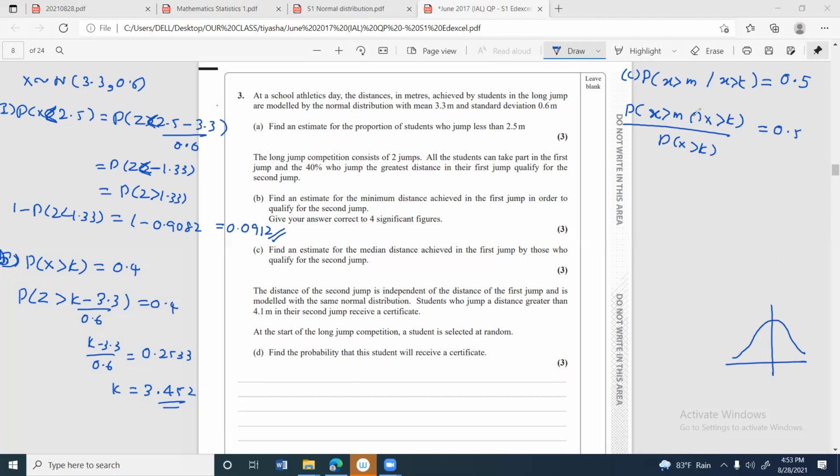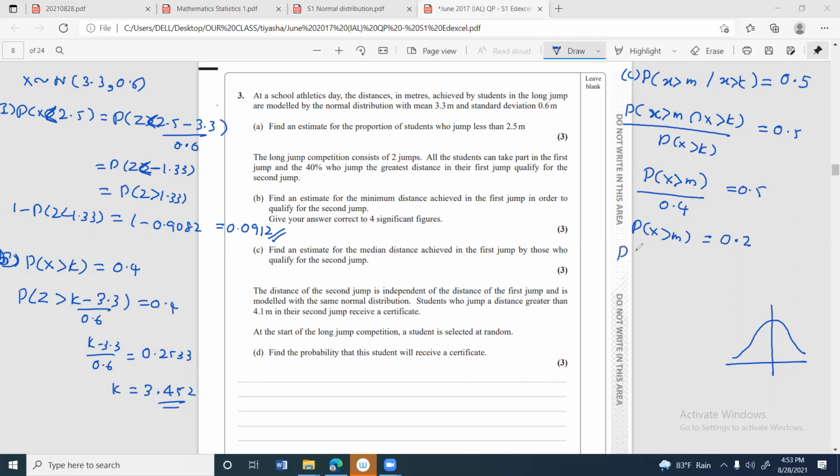Then we know that the median distance should definitely be more than the boundary line, because only then will you qualify for the second jump, and in the second qualification even they are at the highest part. That means obviously this m should be greater than k. Here you can write this probability like this, divided by this probability. That value we already found: the probability of x greater than k is 0.4, equals 0.5. Then you can say the probability of x is greater than m should be 0.2.